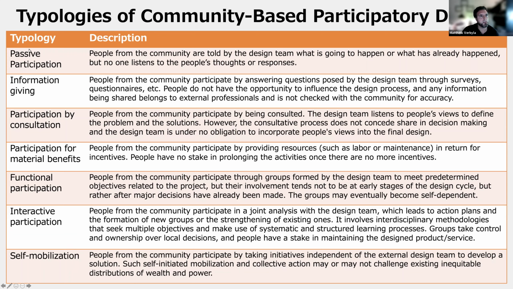So you have it, 7 typologies of community-based participatory design, with the top one here being the least amount of participation from the community, and the bottom one here being the most amount of participation from the community. In general, for social sustainability of engineering projects, it's generally better to be on the higher end of this typology, right? Interactive participation, self-mobilization, functional participation, right? Involving community members throughout the design process.